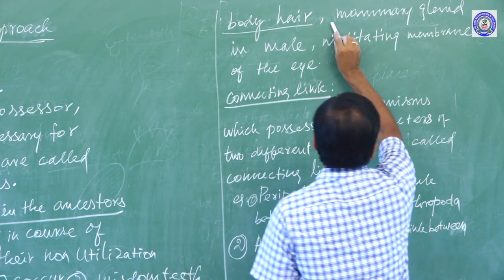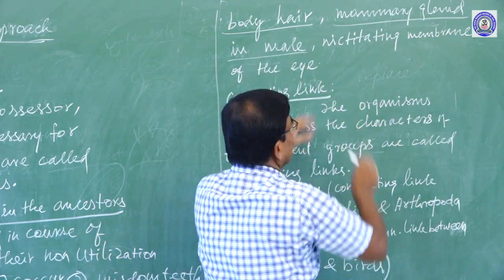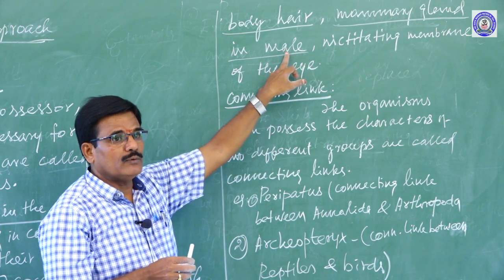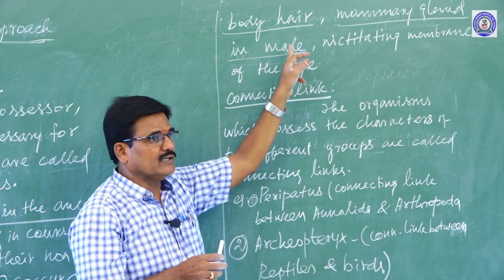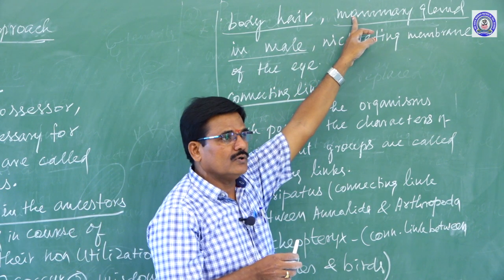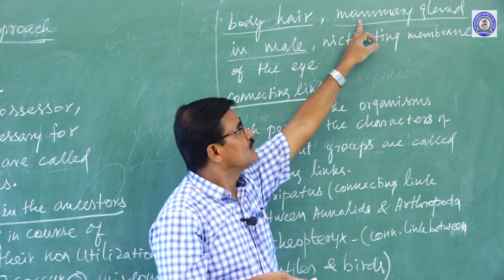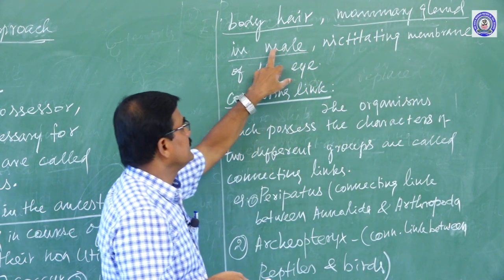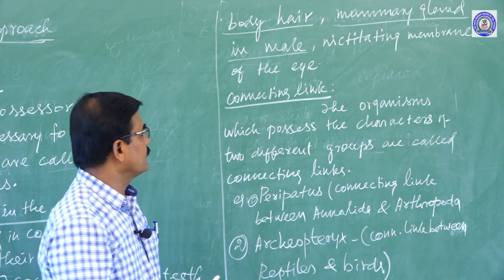Next, mammary gland in male. The mammary gland is well developed in the female. Why? Because they feed their young ones. In the male it is non-functional. There is no function, there is no use. So, the mammary gland in male is said to be a vestigial organ.